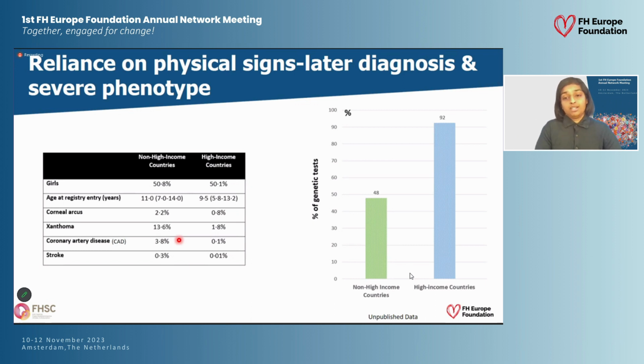So the current recommendations of considering physical signs to screen and diagnose FH are not suitable in childhood, based on the findings in our registry. So we need to see how to identify FH in childhood that doesn't rely on physical signs, especially when genetic testing is unavailable, especially in the first instance.